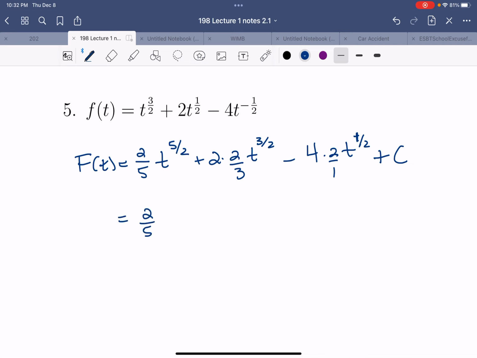So it's going to give me 2/5 t to the 5/2, plus 4/3 t to the 3/2, minus 8 t to the 1/2 plus a constant.